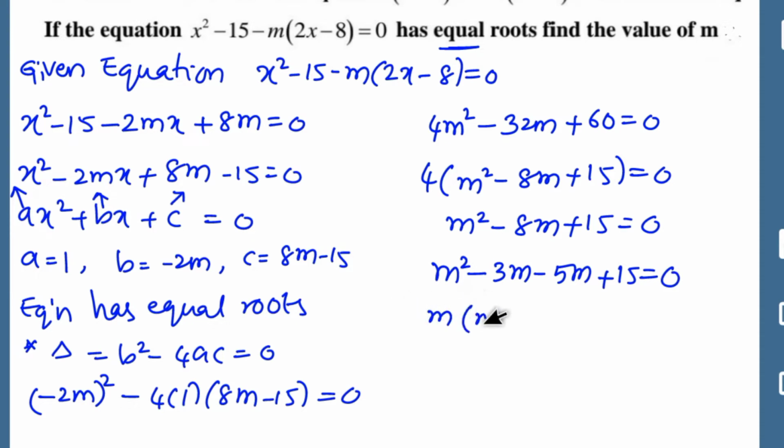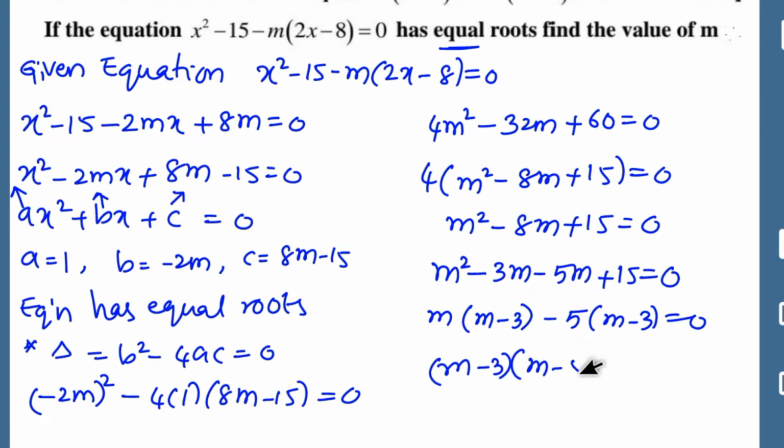M is common, m minus 3. Here minus 5 is common, m minus 3. So m minus 3 into m minus 5 equals to 0. So what are the m values? M values are either 3 or 5. So this is very important.